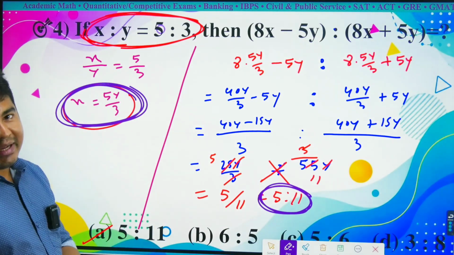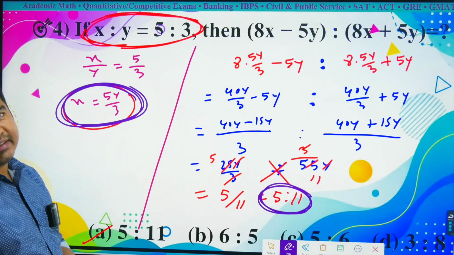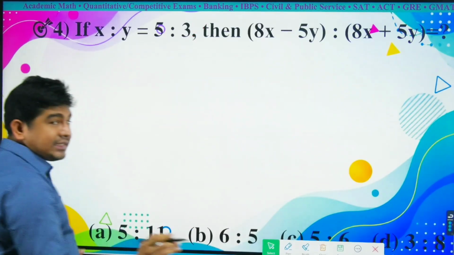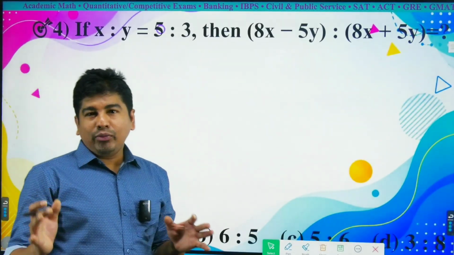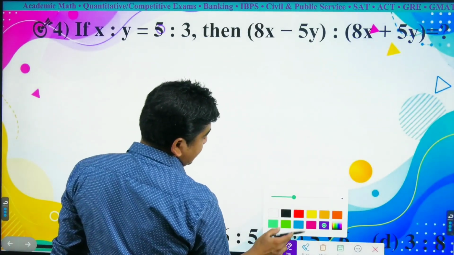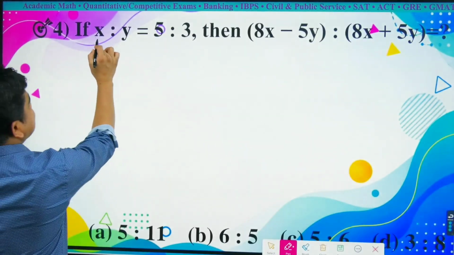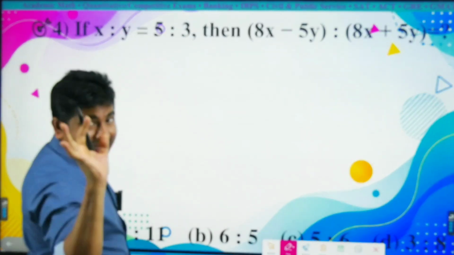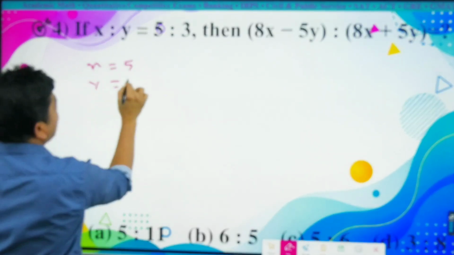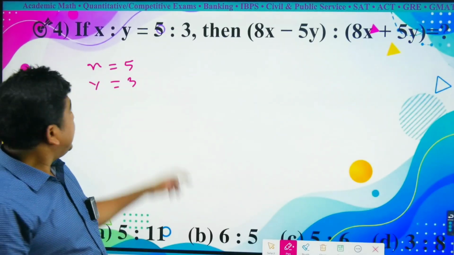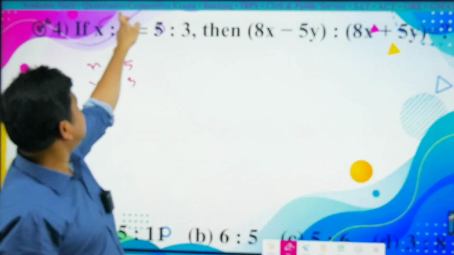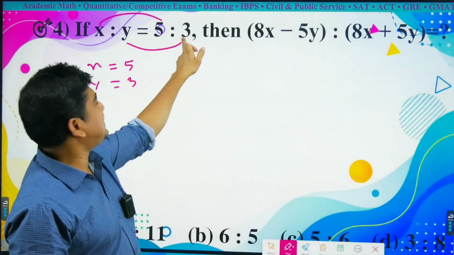How beautiful the math is, isn't it? If you can understand, then you will solve another math similar to this by yourself. We have already solved this math in one method. In another method we can solve it too. What is x is to y equals 5 is to 3? That means if you take x equals 5, then y must be 3. If the value of x is 5, then the value of y must be 3.